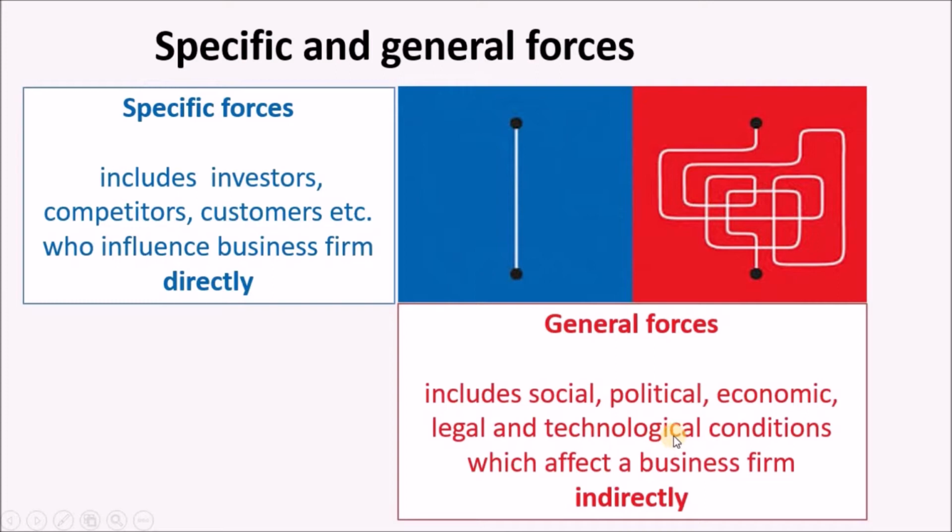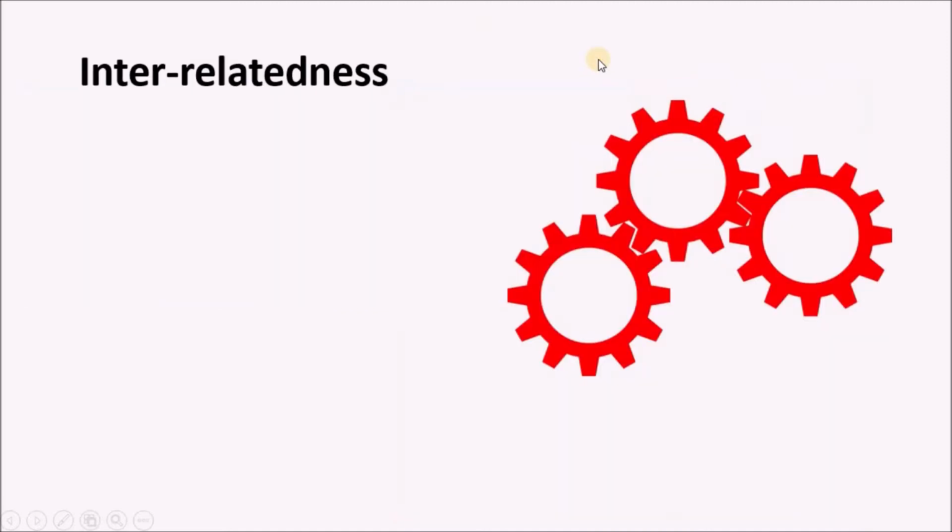So basically this is what I told you as SLEPT, if you want to remember these 5 forces. They are the forces which affect the business indirectly. So they don't directly affect, rather they indirectly affect the business. Those forces are called general forces. So what are the 2 types of forces of business? Specific forces and general forces.